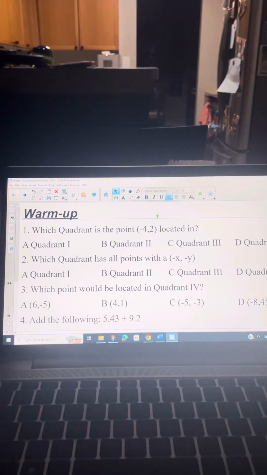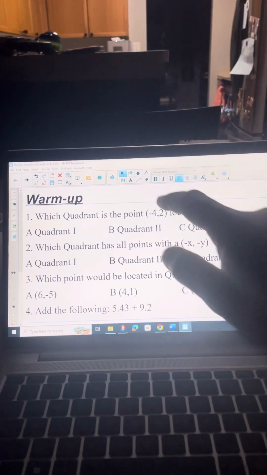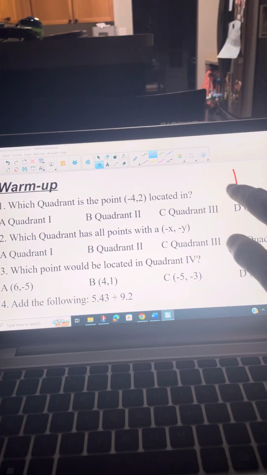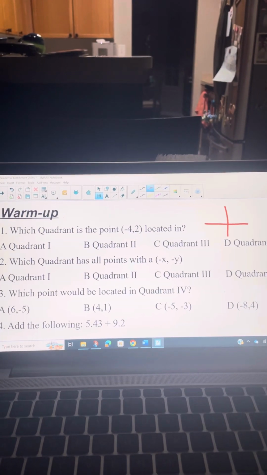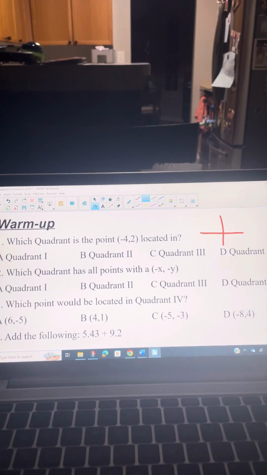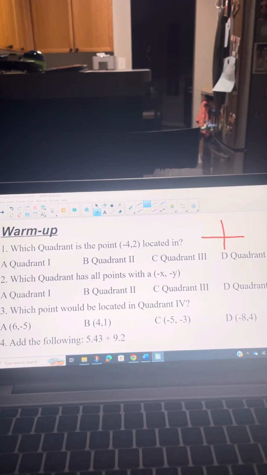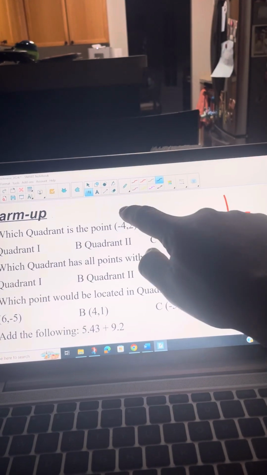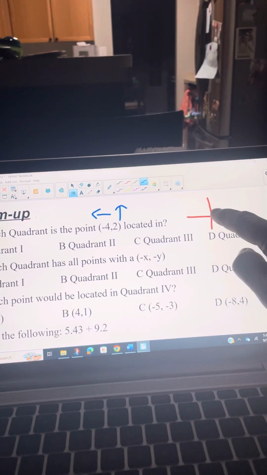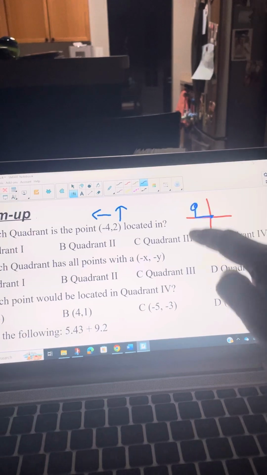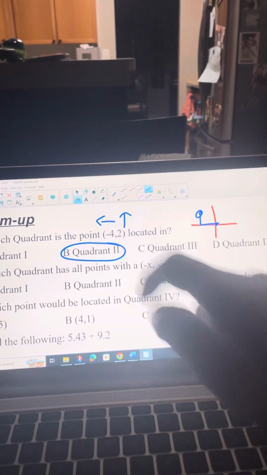So here we go. Number one, what quadrant is a point (-4, +2) located in? Well, when I think about this, that first number, -4, means I move left. That second number, +2, means that I'm going up. So I'm going left, and then I'm going up. Starting from the origin, left and up is going to leave me in here, which is quadrant 2.